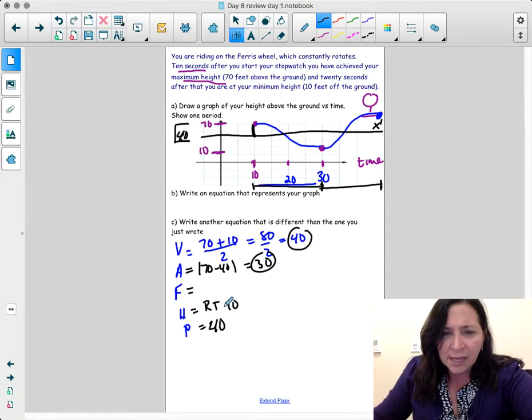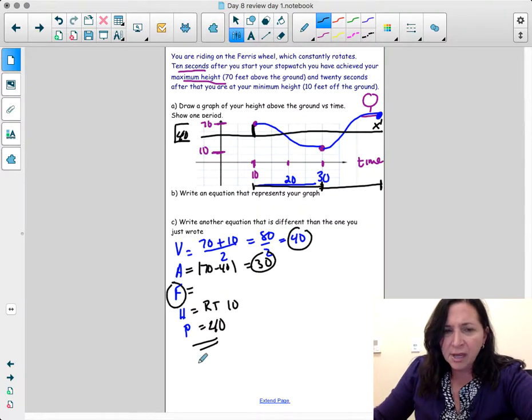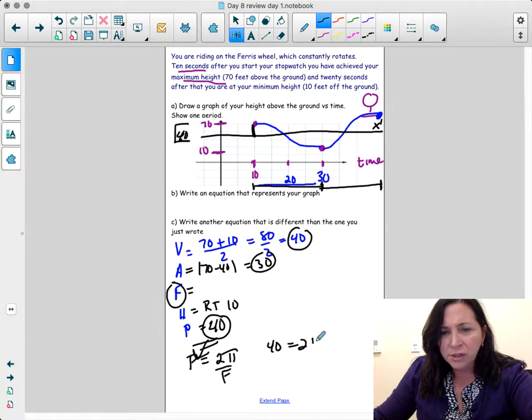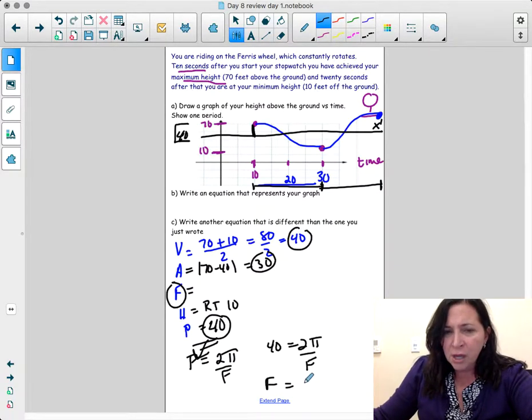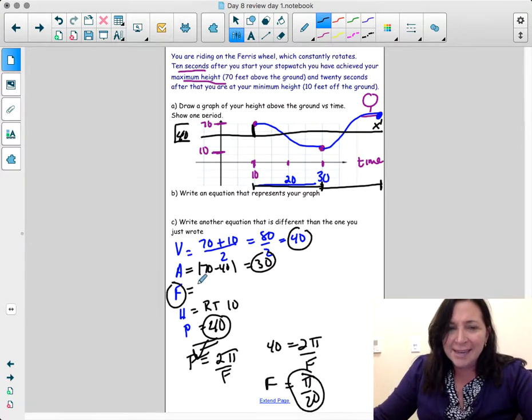So basically, you're going to use your period to find your frequency. Period is equal to 2 pi over my frequency. Well, I know my period is 40. So 40 is equal to 2 pi over my frequency, which means that my frequency is going to be 2 pi over 40, which is pi over 20. So that's my frequency, and I need that in order to write my equation.